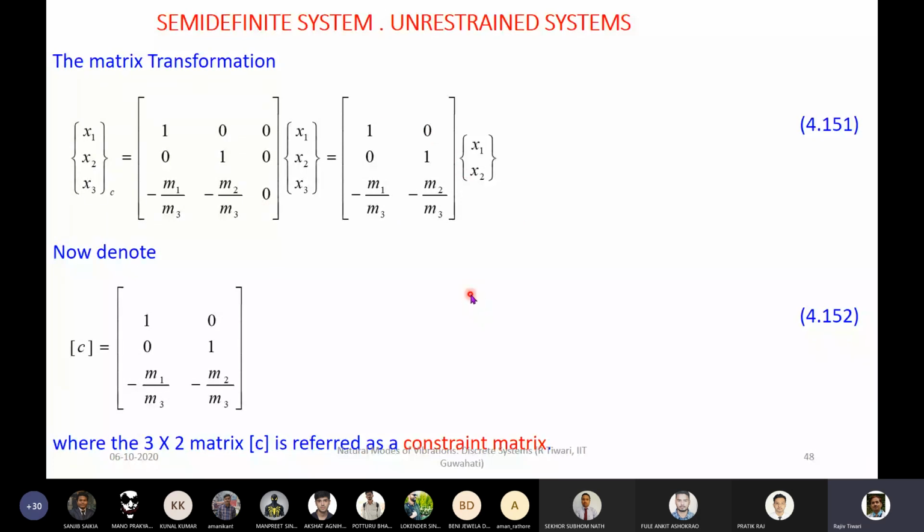So that means it is giving some kind of transformation from x1, x2, x3 to this, because x3 is related with x1 and x2. So there is no need to solve the eigenvalue problem with all three. Only two is enough, and then x3 can be obtained from this relationship. So C is some kind of constrained matrix, we can say. This is some kind of transformation we can use.